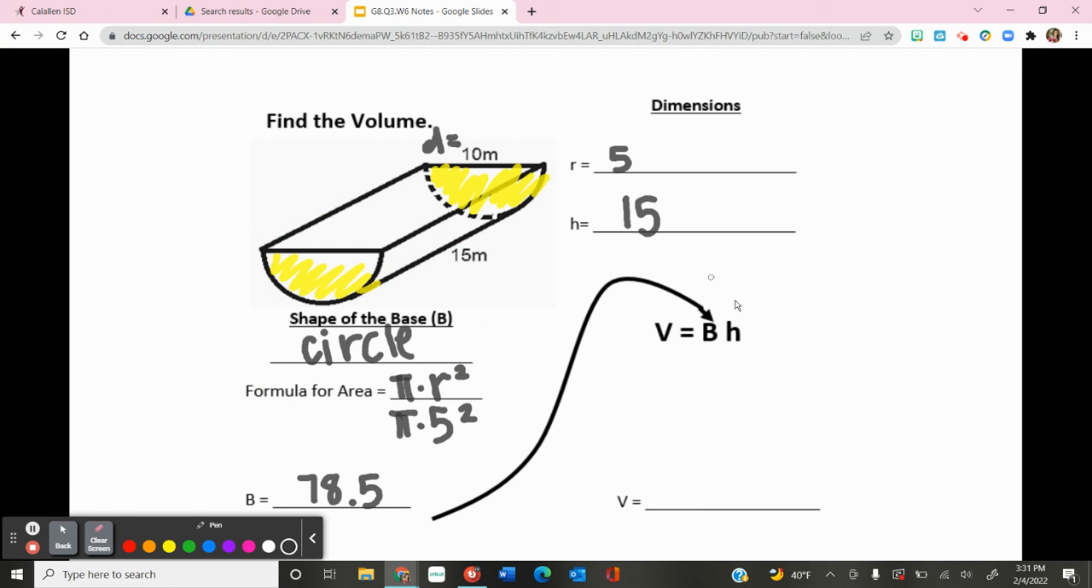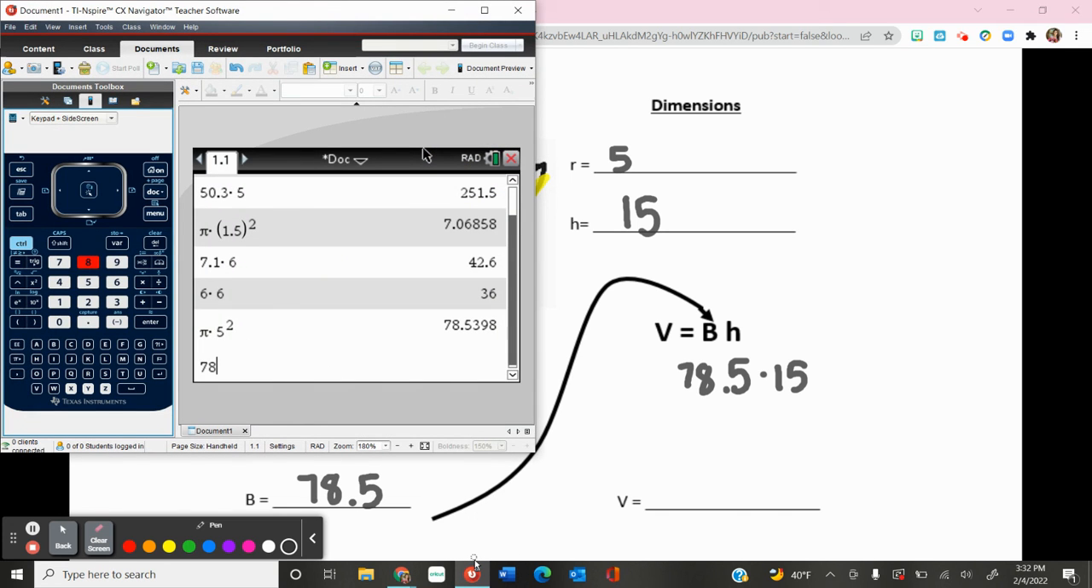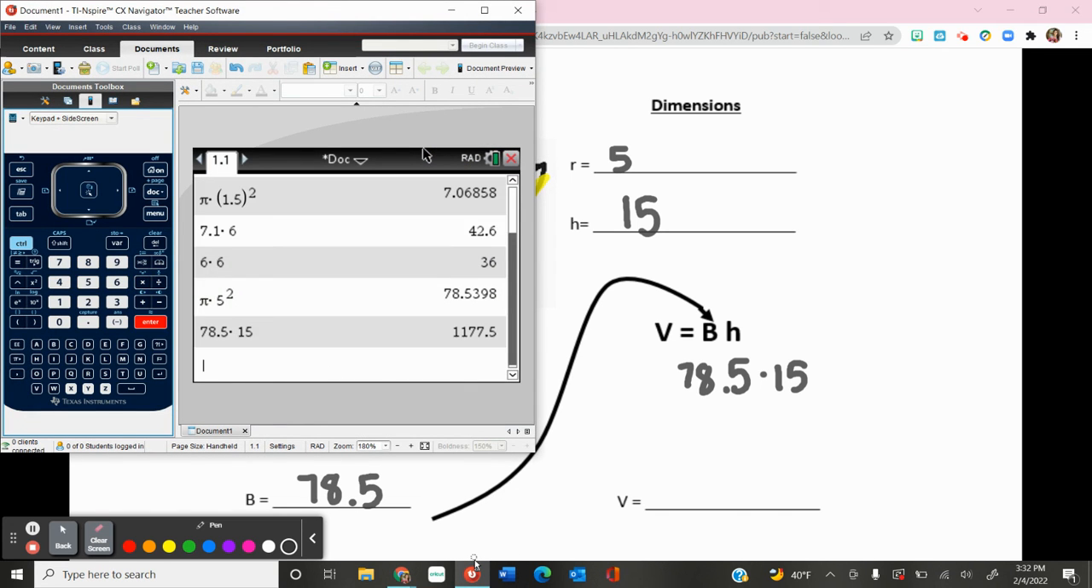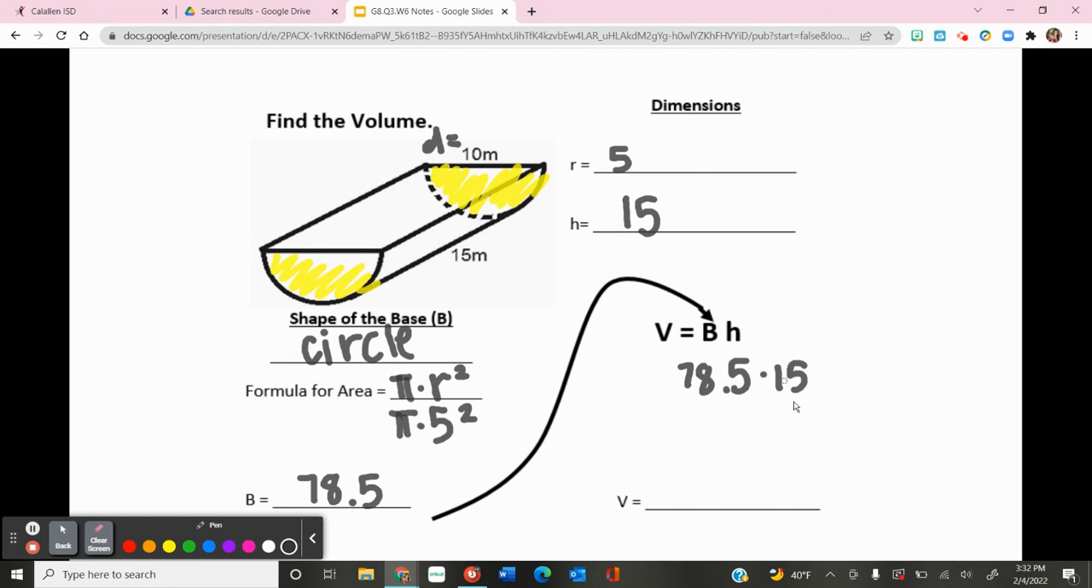Now we're going to take that number and substitute it into the formula, which again is V equals big B, which stands for the area of our base, so in this case, the area of our circle, times little h, which stands for the height of our prism. So the area of our base we found was 78.5 times the height of our cylinder, which is 15. So now we take 78.5 times 15, and that equals 1,177.5.